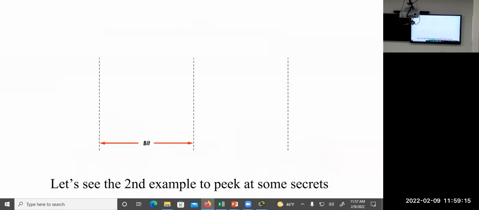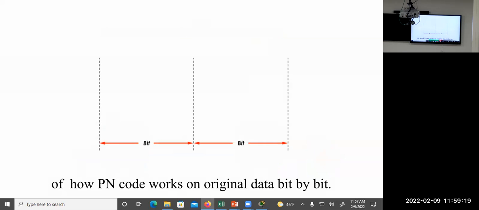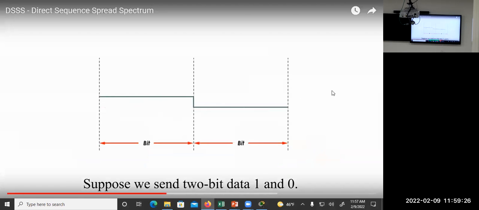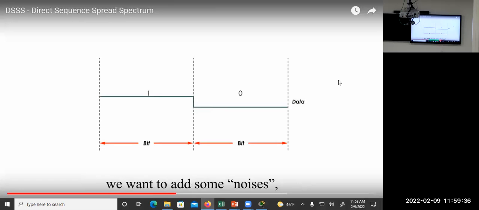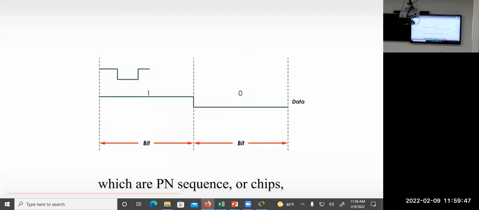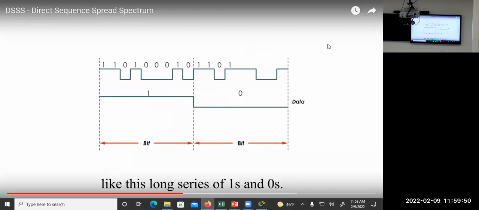Let's see the second example to pick at some secrets, not all secrets, of how the PN code works on original data bit by bit. Suppose we send 2-bit data, 1 and 0. In order to encode our original signals, we deliberately add some noise, which is called pseudo noise. The PN sequence or chips is a long series of 1s and 0s. So 1 bit here, you convert it to 1, 2, 3, 4, 5, 6, 7, 8, and 9. They deliberately convert it because they want to spread out the signal.